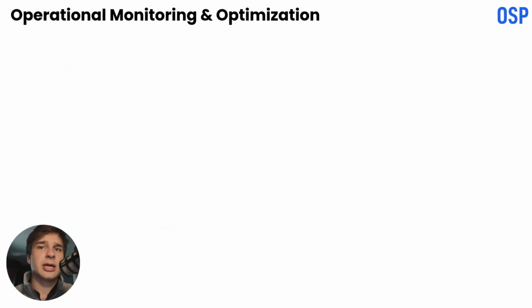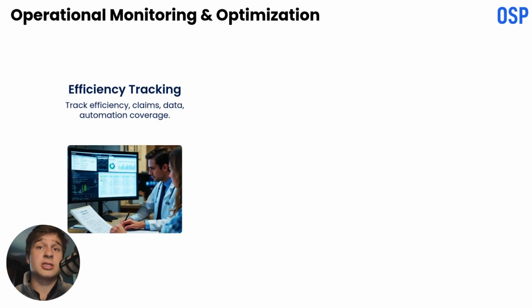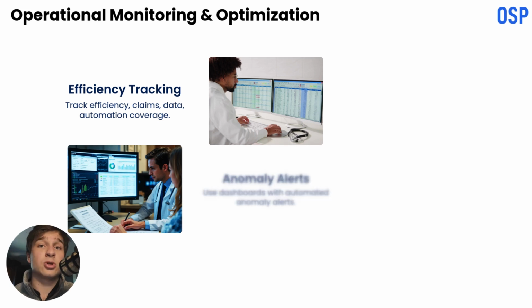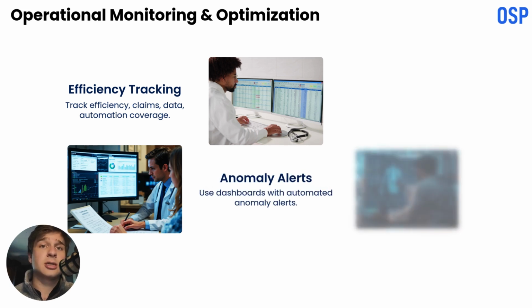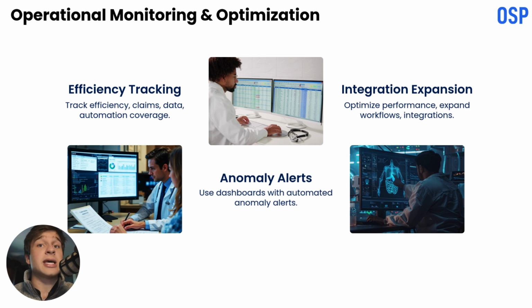Now, integration isn't over after deployment. Continuous monitoring and optimization are key to maintaining success. Track administrative efficiency, claims processing time, real-time data availability, and workflow automation coverage. Use observability dashboards with automated alerts for anomalies. Optimize performance, add new workflows, and expand integration to additional facilities as needed. This ensures your health app continues to deliver value, reliability, and compliance over time.